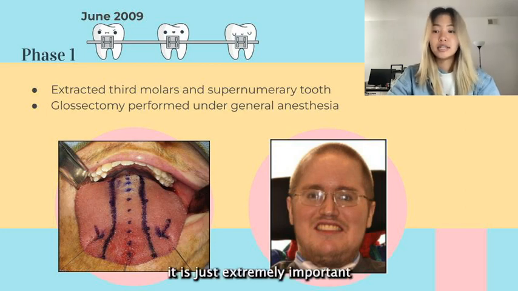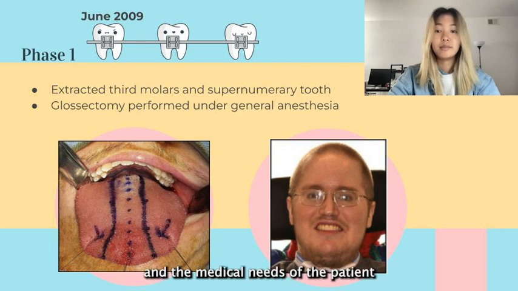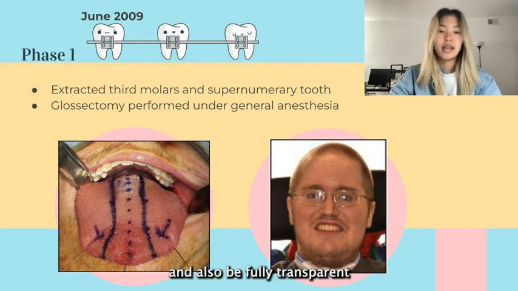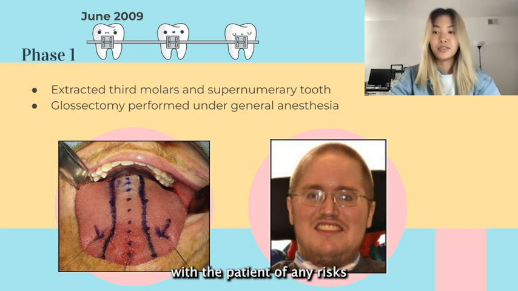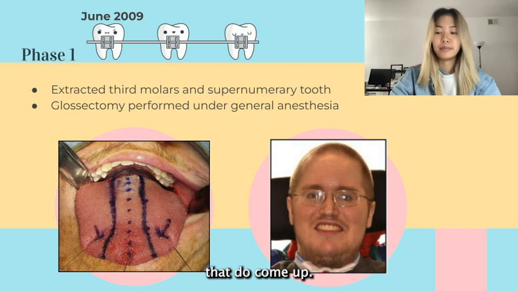So in the end, it is just extremely important to always consider the background and history and the medical needs of the patient, and be able to take that into account as treatment planning occurs, and also be fully transparent with the patient of any risks that do come up.